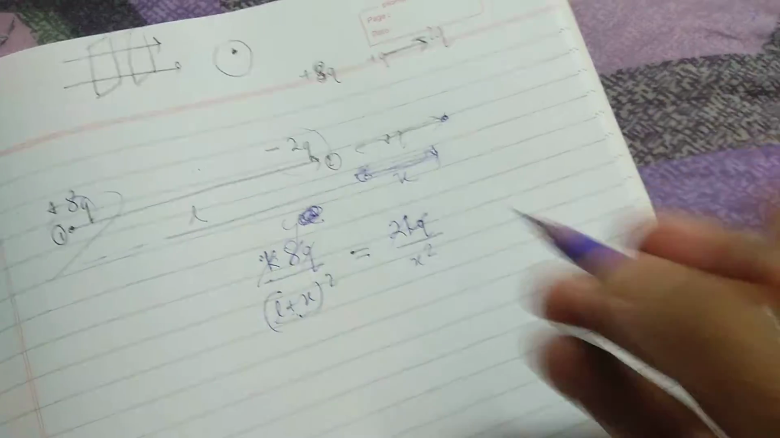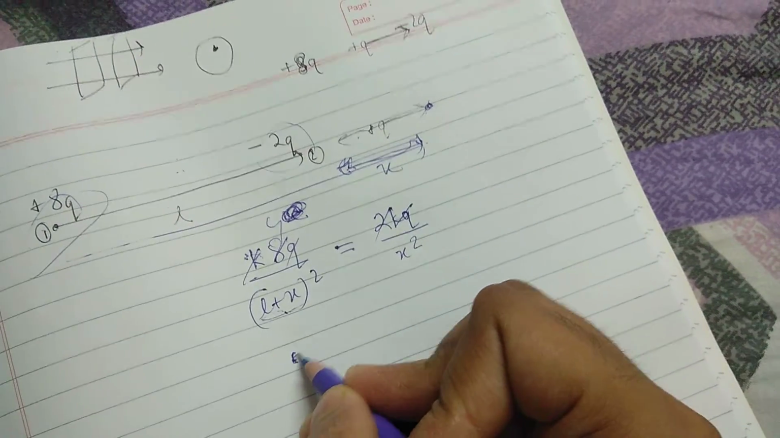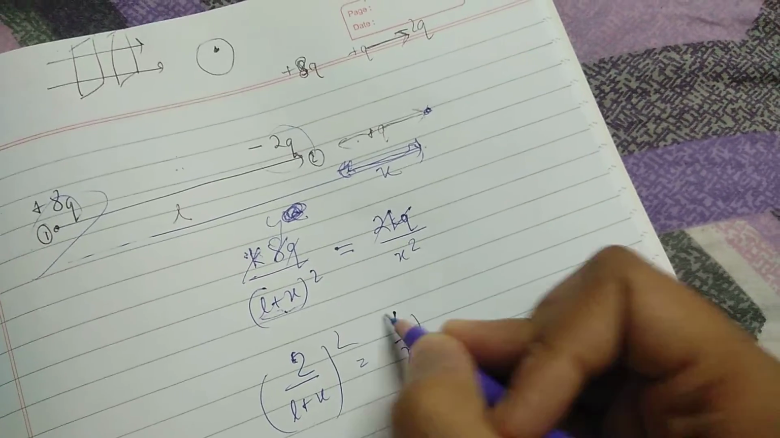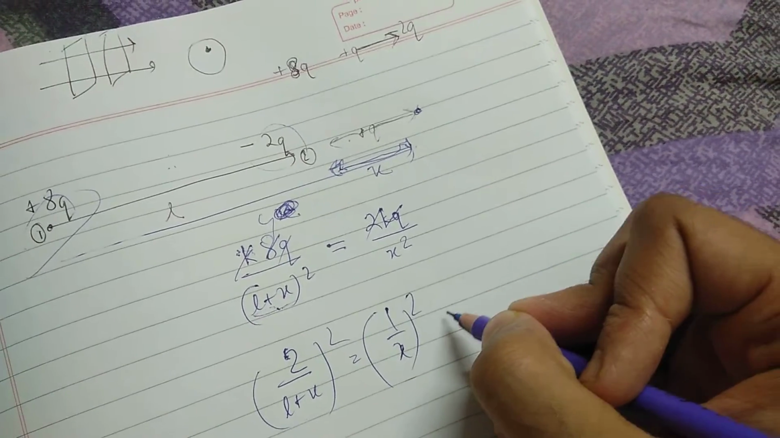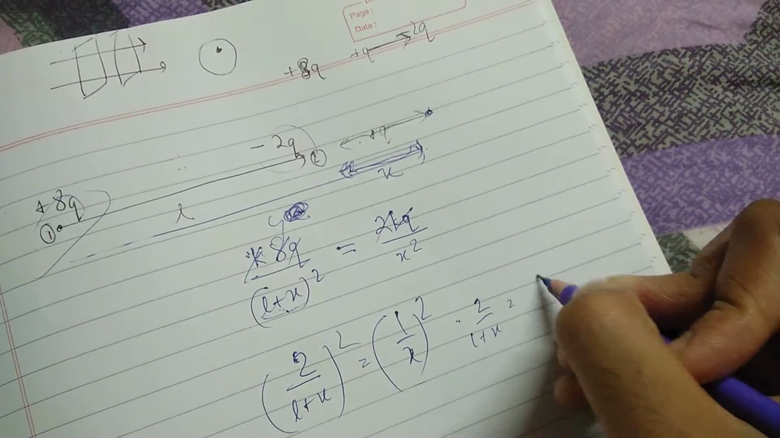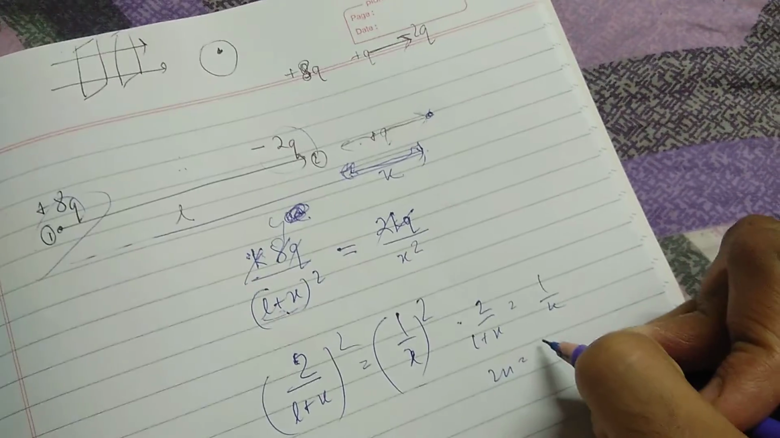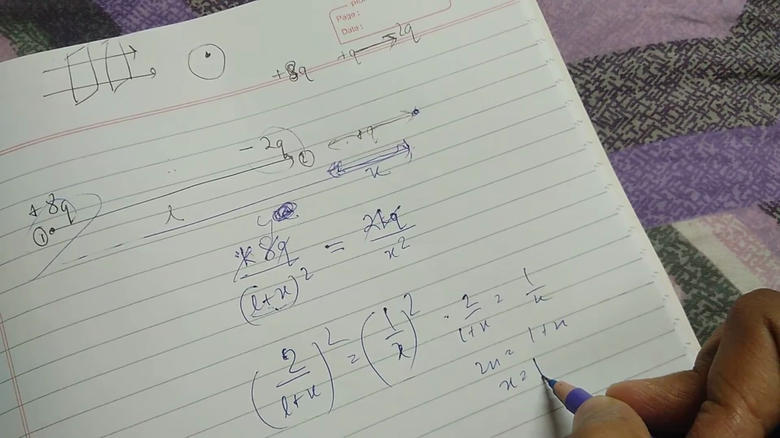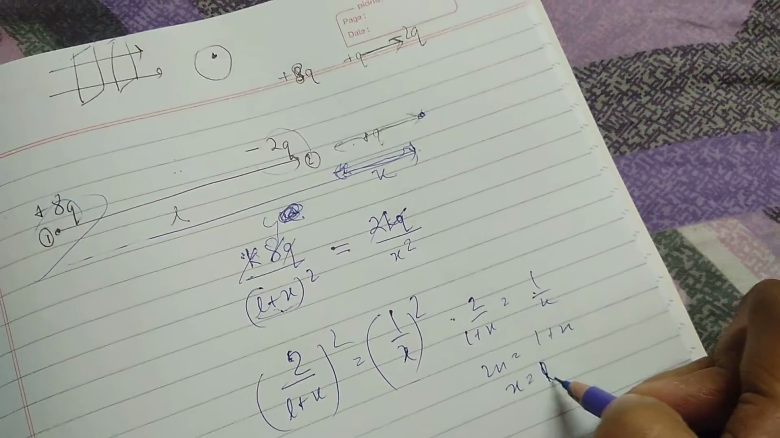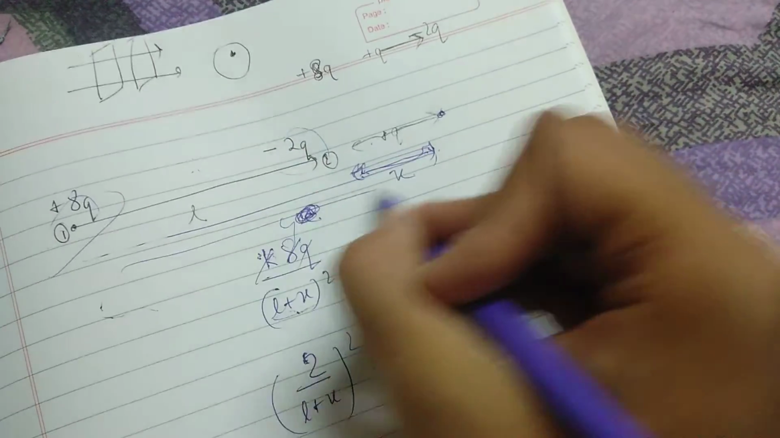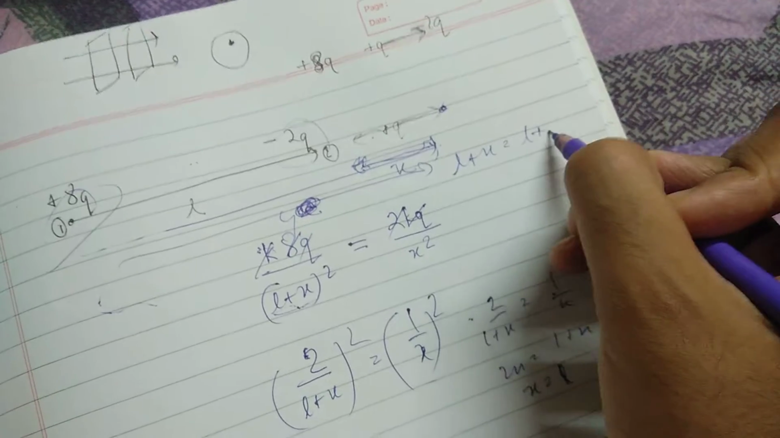So these things will get cancelled now. 4, I can write as 2 square. So 2 over L plus x whole square equals 1 over x whole square. That means from here you can solve, so let us solve. 2 over L plus x equals 1 over x. So 2x equals L plus x. 2x minus x equals, sorry, this is L. So x equals L. So if x is L, that means this x is the same distance L. So the total distance will be L plus x, that is L plus L, that is 2L. And that is the answer, 2L.